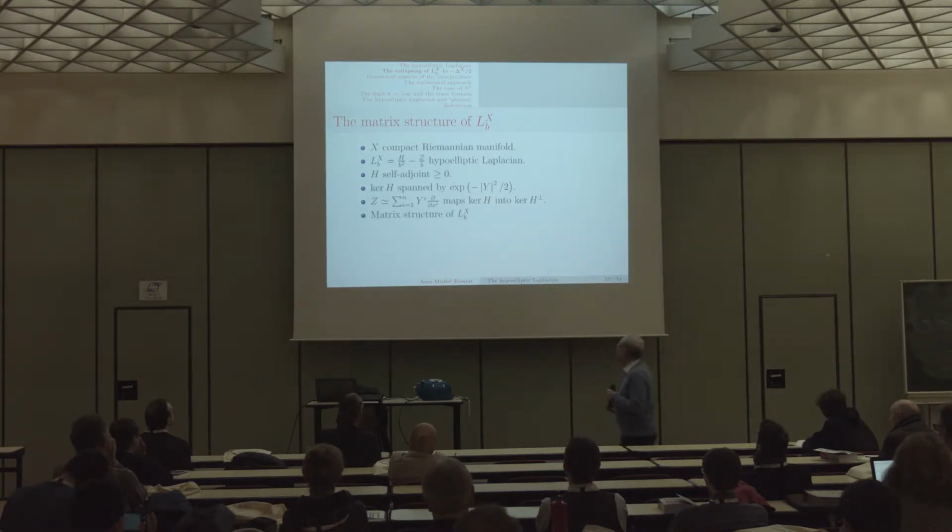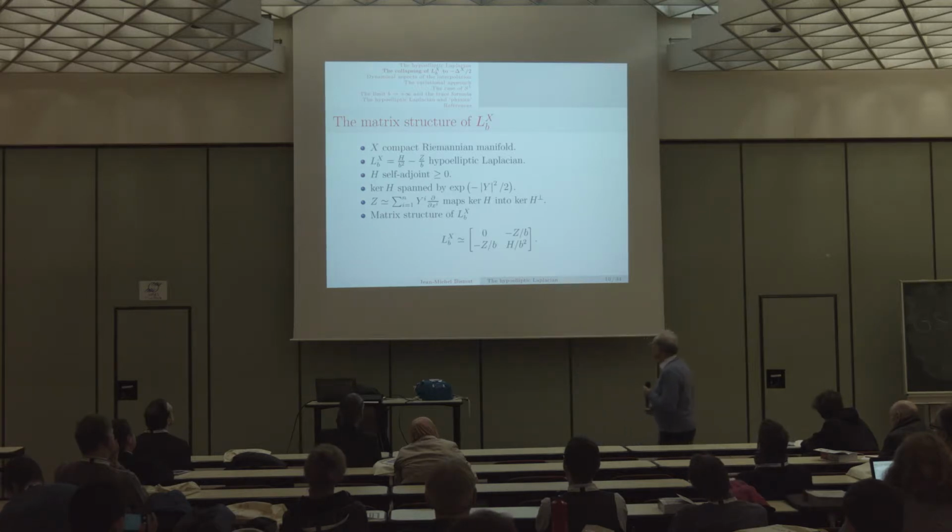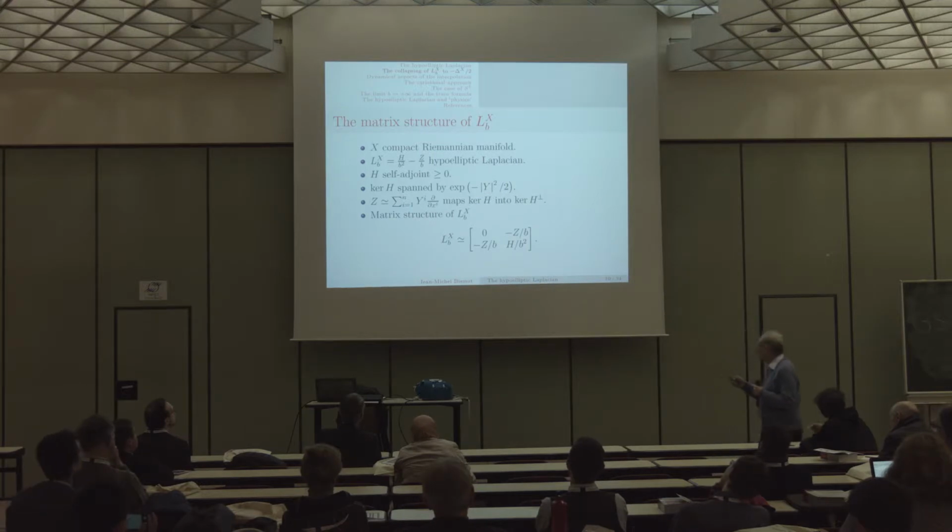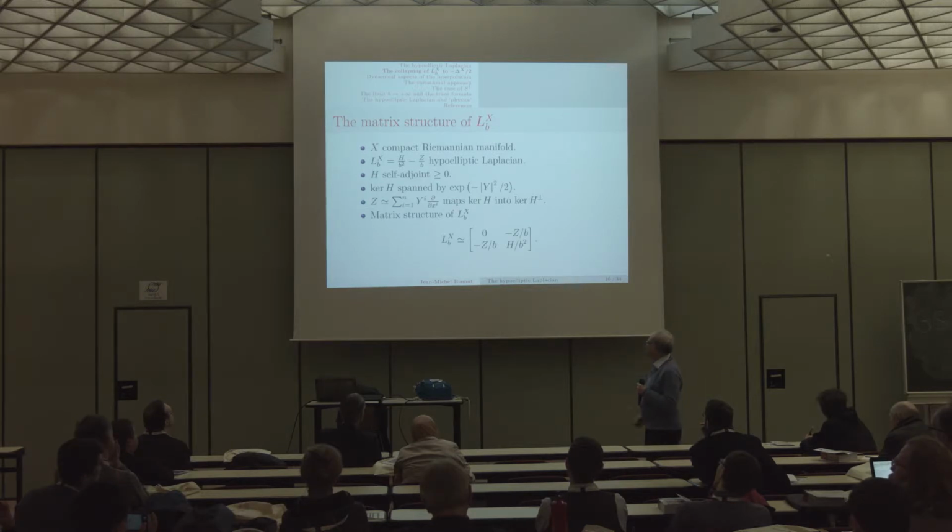So this means that I can write the operator LBX as a matrix, simply by splitting the total L2 space into the kernel of H and its orthogonal. And so I wrote it as a 2 by 2 matrix. The first column is just the kernel of H, and there is no element in this column because, again, Z maps the kernel of H into its orthogonal, and H vanishes on its kernel. So this is the matrix structure of LBX with respect to this splitting.